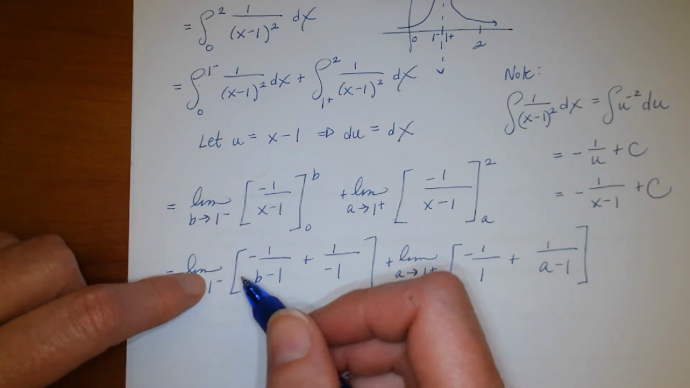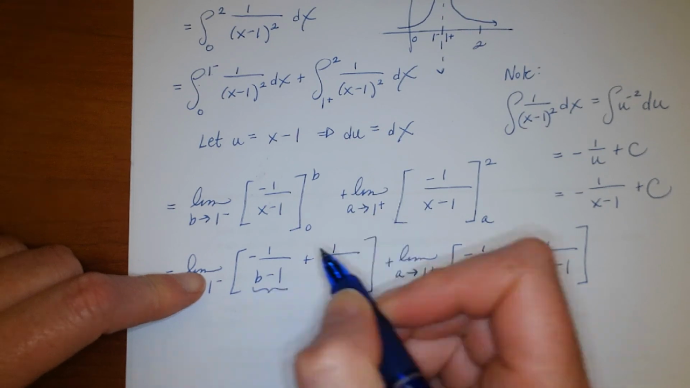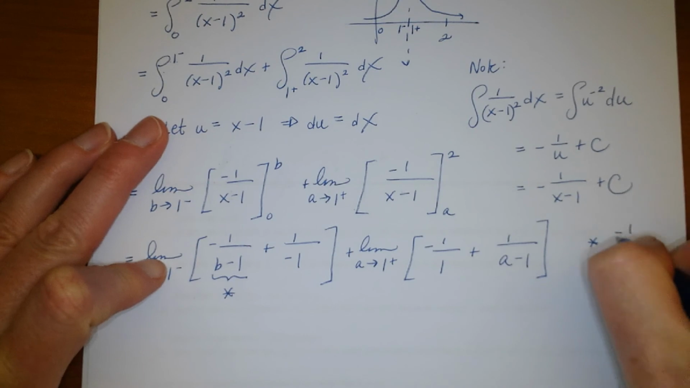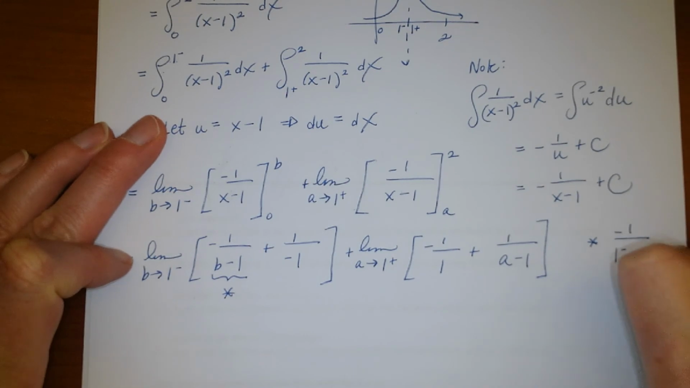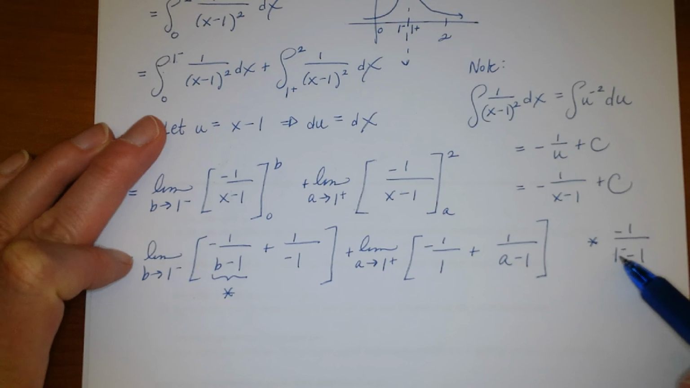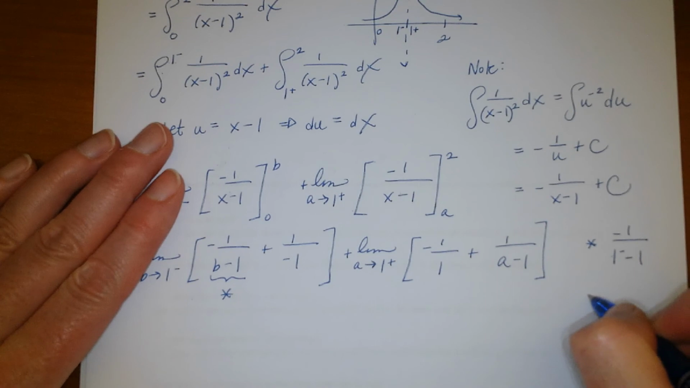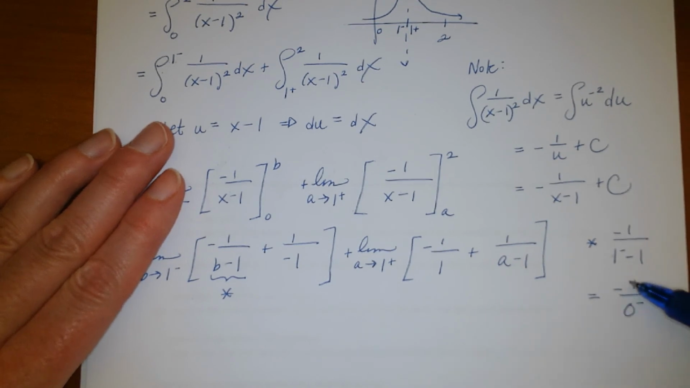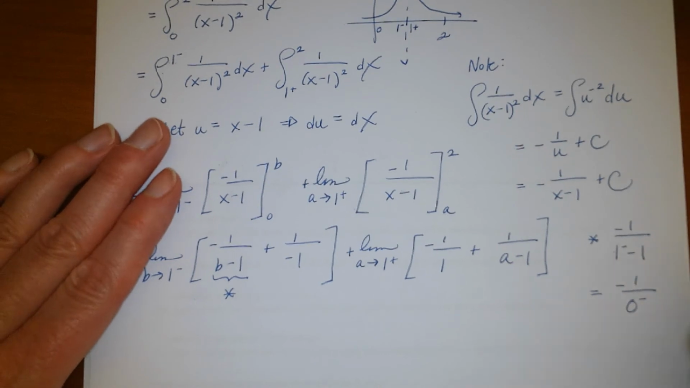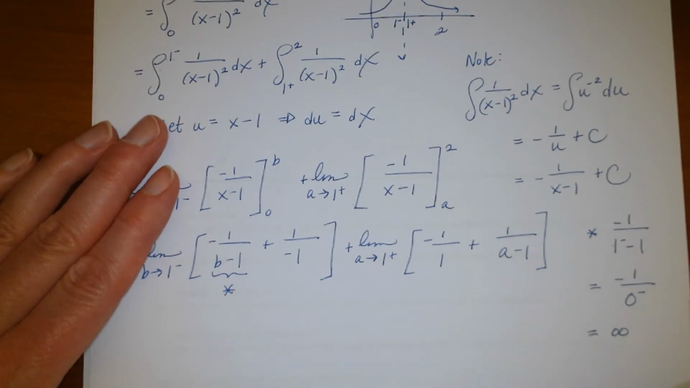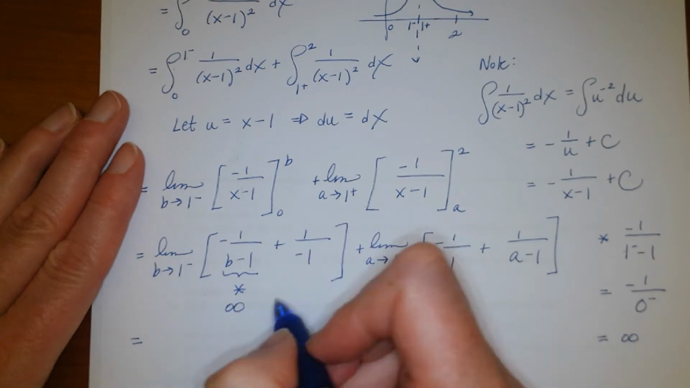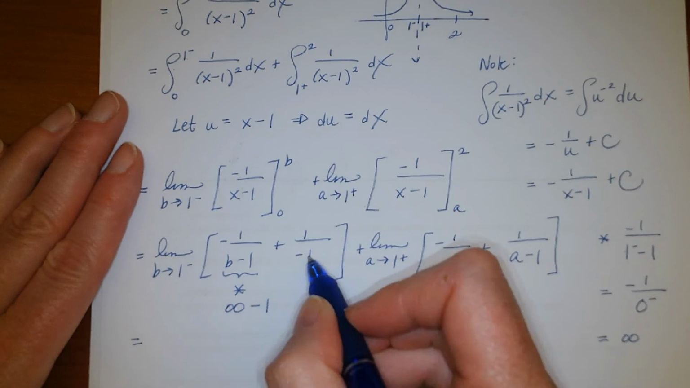Let b approach 1 from the left. So like this right here would be -1 over 1 from the left minus 1. So this is like a 0.9999999 deal. Take away 1, you have something really close to 0 but a little bit negative. So you have a negative divided by a negative, so you have positive infinity from this piece here. So this is equal to infinity, and then we're subtracting 1 from infinity right there.